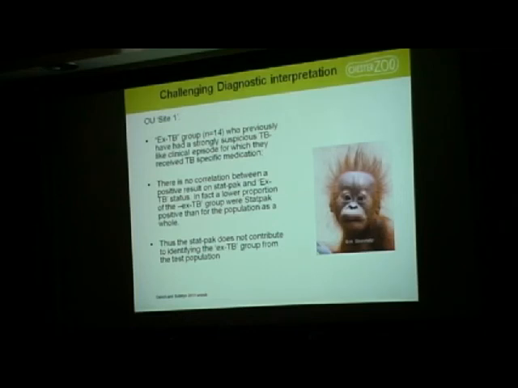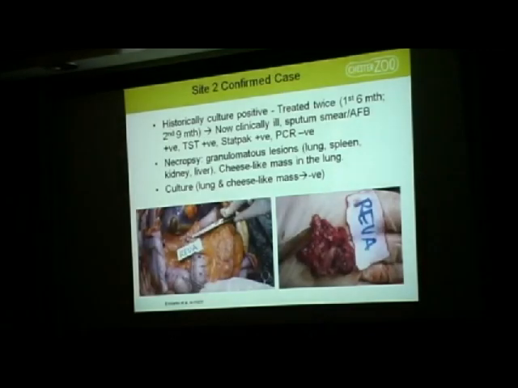Remember those three chimpanzees that were culture positive, they were all sick. What we're trying to do here is find a test that will be able to accurately identify animals that are not ill, but are carrying Mycobacterium. These animals are carrying it, the test didn't find them.